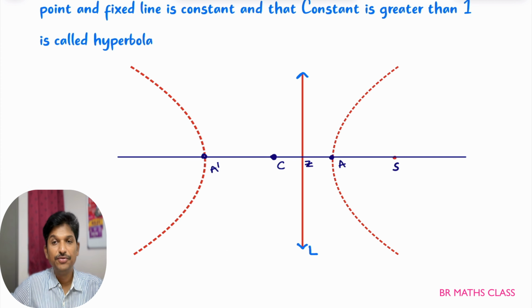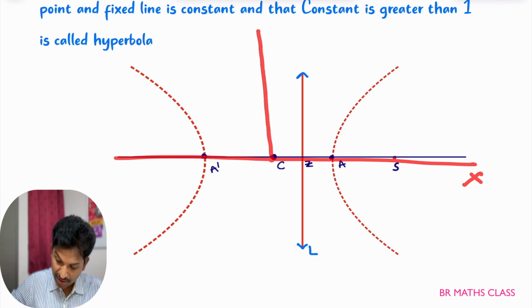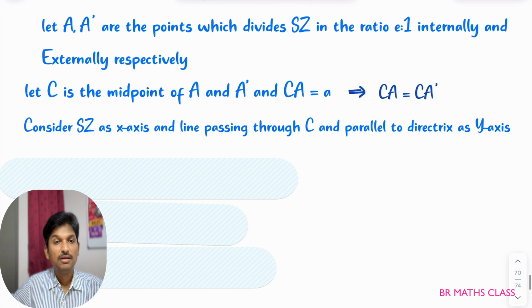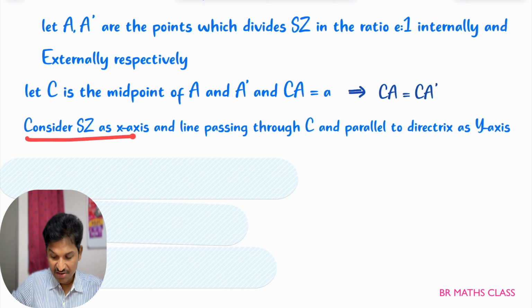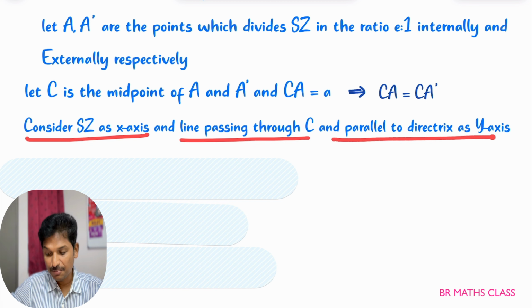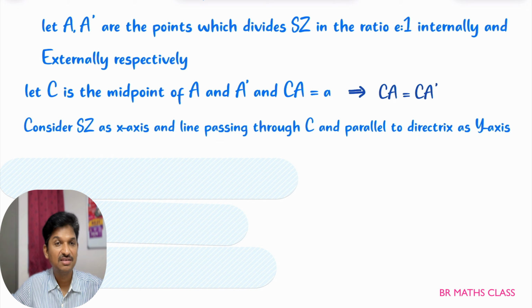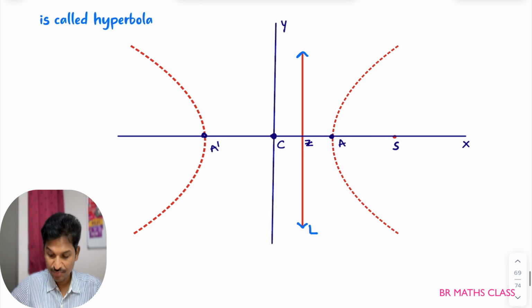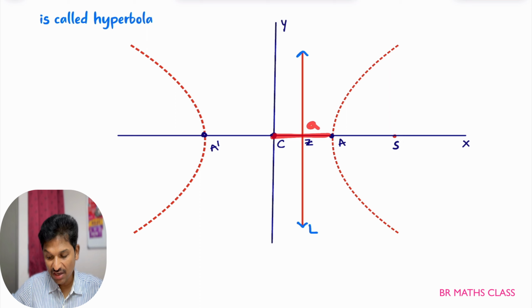Now I'll consider a few things in this diagram. See here, this SZ is there. I'll take this as the x-axis, and I'll draw a line passing through C and parallel to the directrix. I'll take this as the y-axis, because these things are required to derive the equation of the hyperbola. Consider SZ as the x-axis and the line passing through C parallel to the directrix as the y-axis. I have made the same changes in the diagram also: x-axis, y-axis.